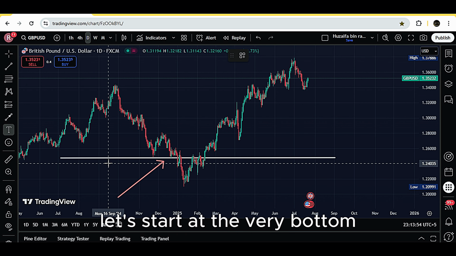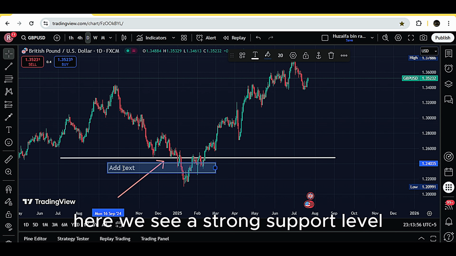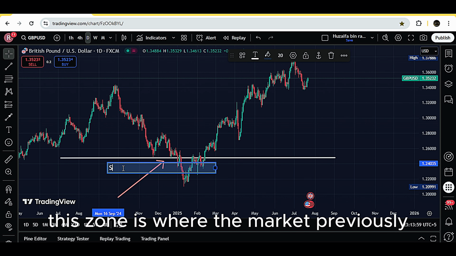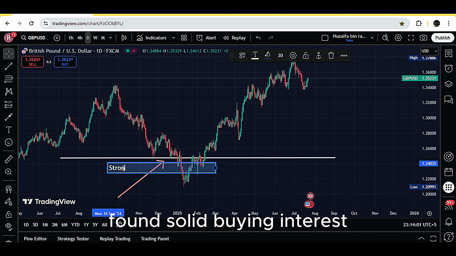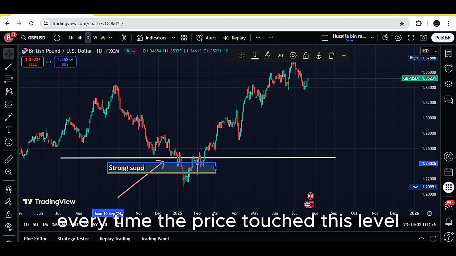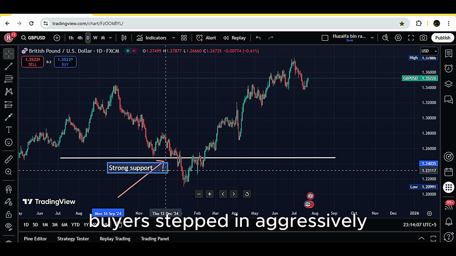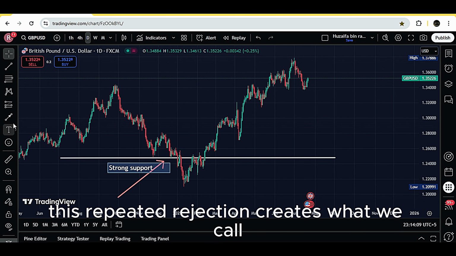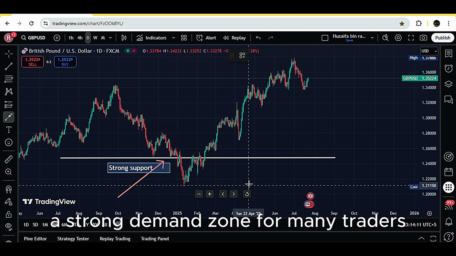Let's start at the very bottom. Here we see a strong support level. This zone is where the market previously found solid buying interest. Every time the price touched this level, buyers stepped in aggressively. This repeated rejection creates what we call a strong demand zone.